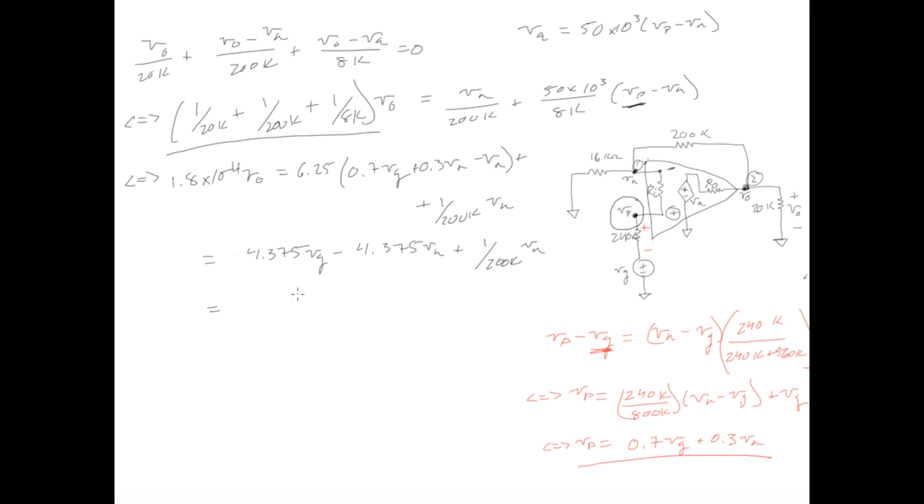Which is just equal to, well, now actually it would be easier just to multiply everything by 200K. So you would find that this would just be equal to 36 V0. So all of this times 200K is just 36, is equal to 4.375 times 200K, which would just be 8.75 times 10 to the fifth Vg. And then we have minus 874,999 Vn.